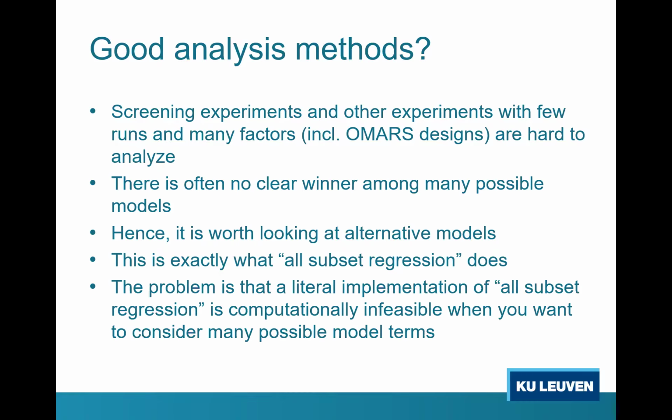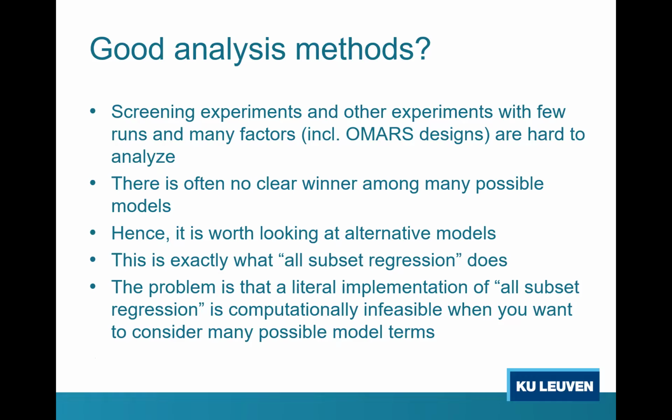The problem is that a literal implementation of all subset regression is computationally very hard. And if you have a lot of input factors with a lot of interaction effects and a lot of quadratic effects, that literal implementation of all subset regression can even become computationally infeasible. So it's a simple strategy to explain, but it's not always simple to implement all subset regression in practice.